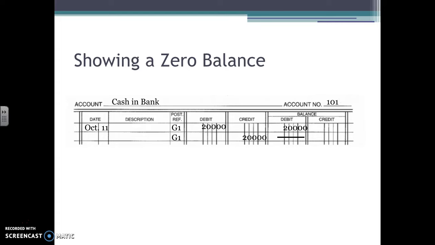If for whatever reason an account has a zero balance, it is shown by a dash being put through the balance side. So for example, on October 11th, there was a $200 credit to cash in bank, making it a zero balance. So we do not leave it blank. We do not put a zero. We just put a slash through the debit side for that line in the ledger.